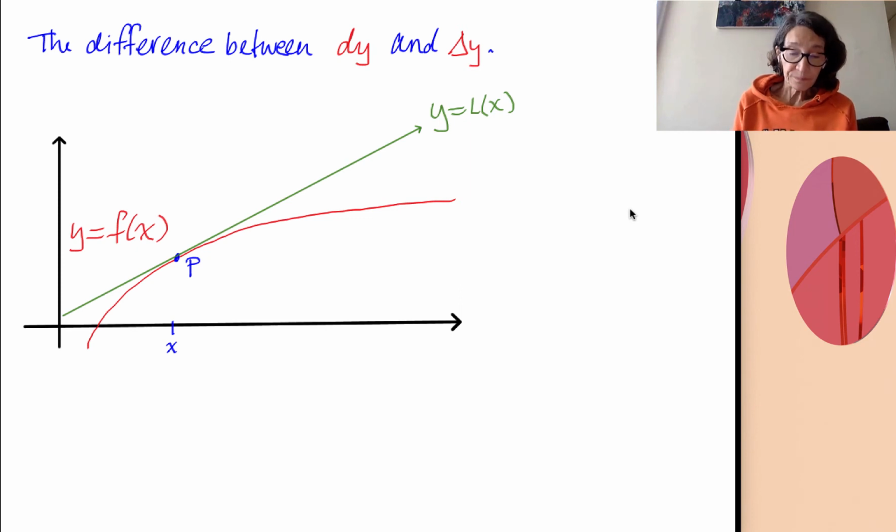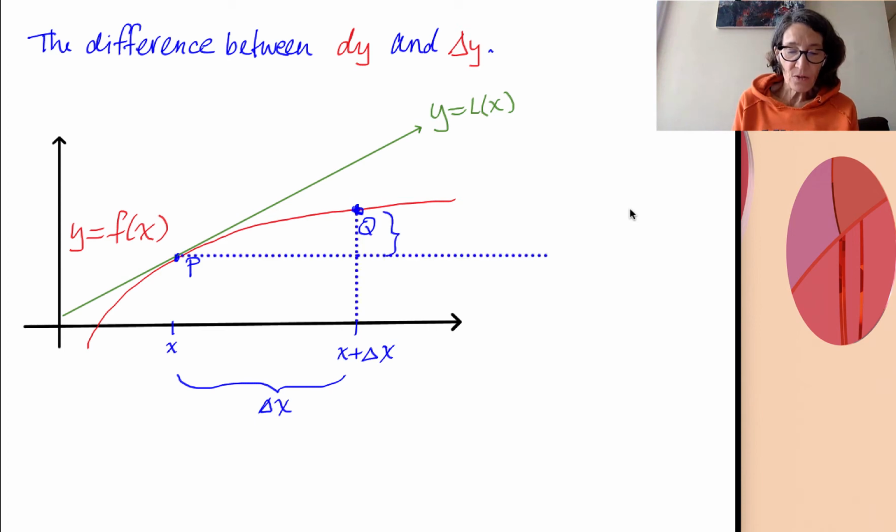All right, so let's pick a point Q, also on the red curve, a little away from P. And now the x-coordinate of Q, we can just call it x plus delta x, right? And there's delta x, the difference between x and x plus delta x. And now the delta y is the change in y. Okay, so we know what delta x and delta y are.